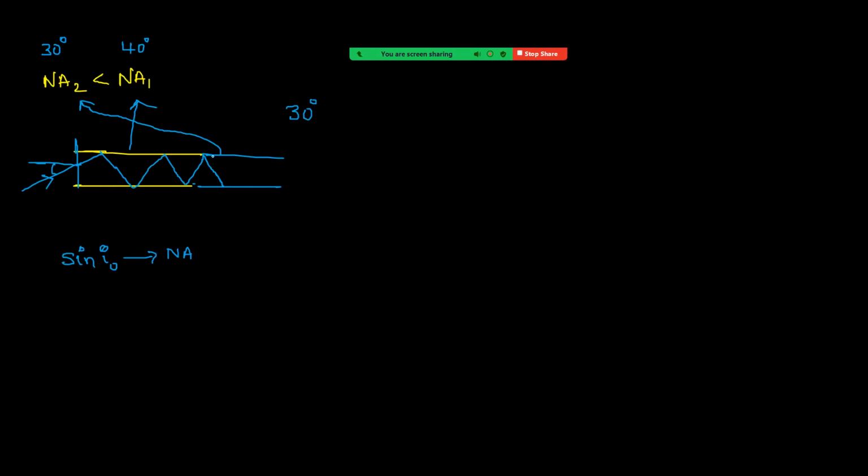I hope you got the logic. For this, maximum 30, any value less than 30 is okay. For this one, any value less than 40 is okay. For the combined structure, any value less than 30 is okay, right? That's why for the combined structure, 30 is the maximum angle of incidence. That means NA1 is greater than NA2. Therefore, for a combined structure, NA2 is the numerical aperture. I hope you got this logic. Okay.